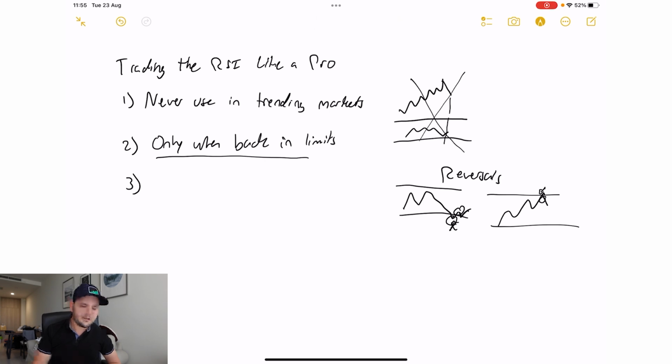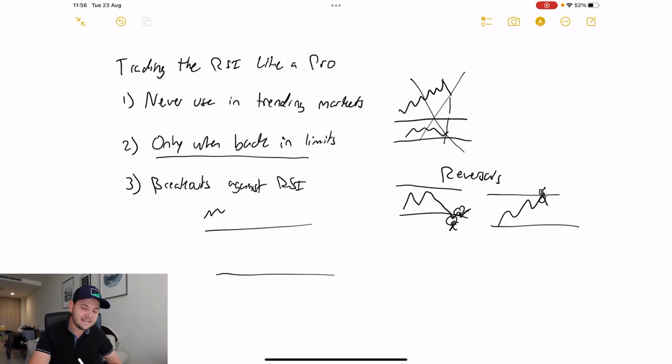Okay, let me just get to the third one because that's kind of similar to it. We can trade the breakout against the RSI. That one is pretty cool because it's what most people will never think of doing. They'll be afraid to buy when it's overbought. They will be afraid to sell when it's oversold, but it actually works quite well. Same principle. We don't need to wait for the RSI to go back within the limit.